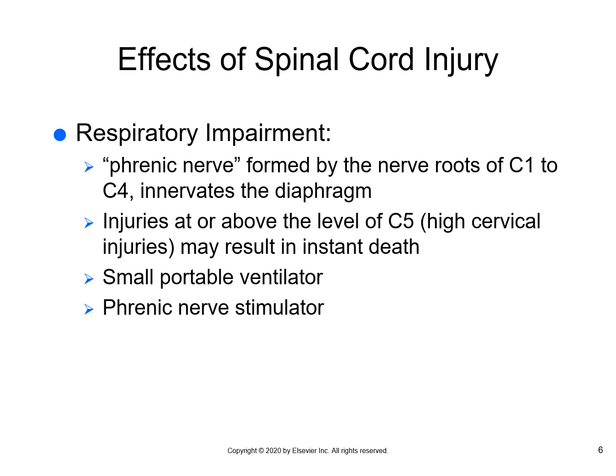So that is your keyword to remember: if it's an injury at the level of C5 or higher, it may result in instant death. And then some patients that have this spinal cord injury will benefit from a small portable ventilator because we need them to be on mechanical ventilation. Or some of them actually will have what we call a phrenic nerve stimulator.